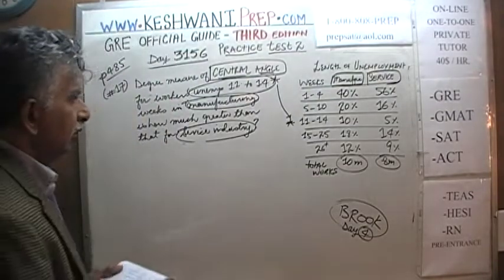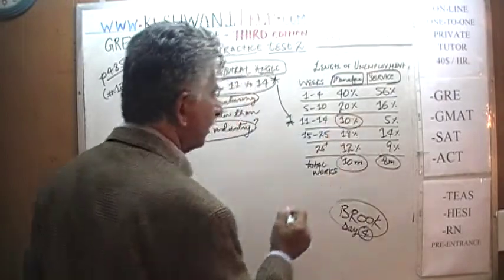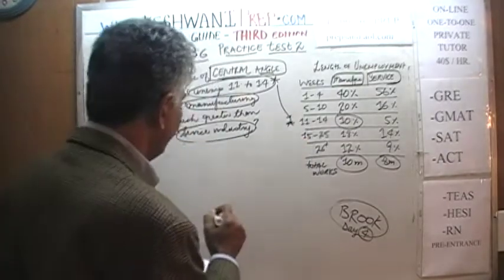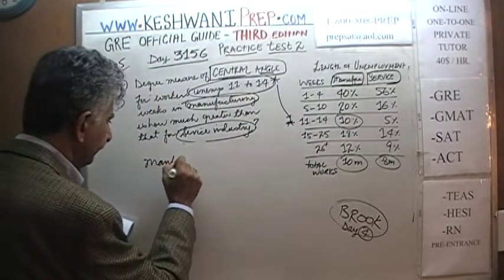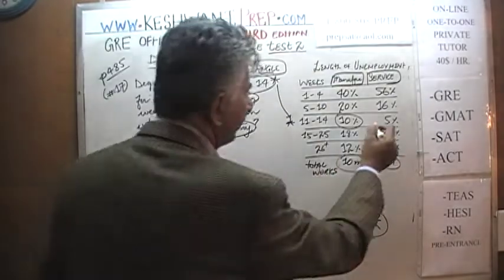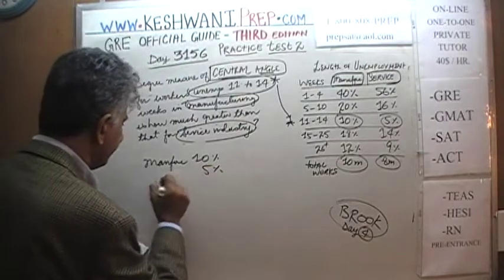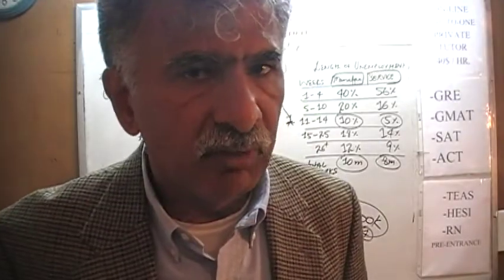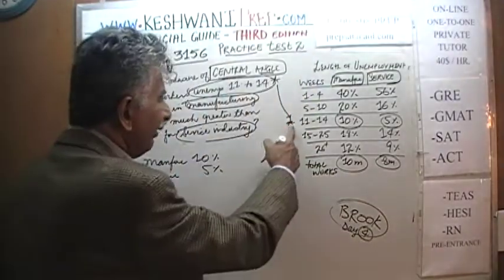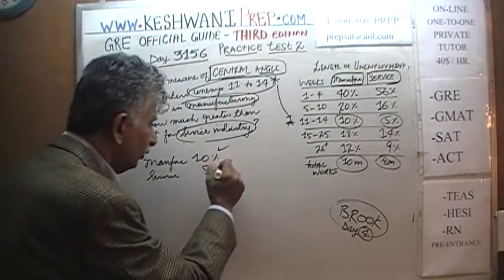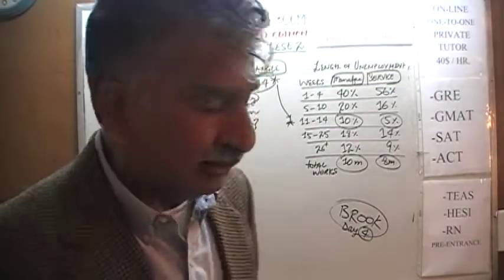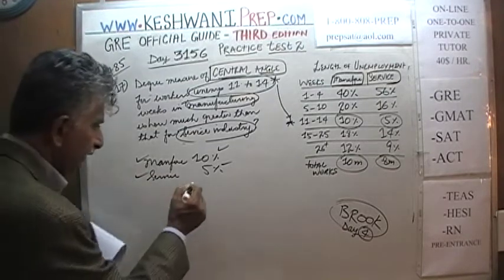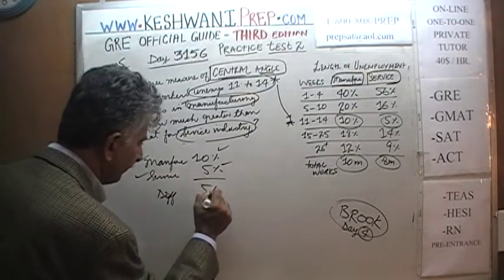As you can see, in manufacturing, 10% of all the workers who are unemployed in the manufacturing sector have been unemployed between 11 and 14 weeks. So manufacturing is 10%. The service sector is 5%. Of all the people who are unemployed in the service sector, only 5% are unemployed between 11 and 14 weeks. The question is, if we were to show these two in the pie chart, the degree measure would be how much greater for manufacturing compared to service. And as you can see, the difference is 5%. It's a very straightforward question now.